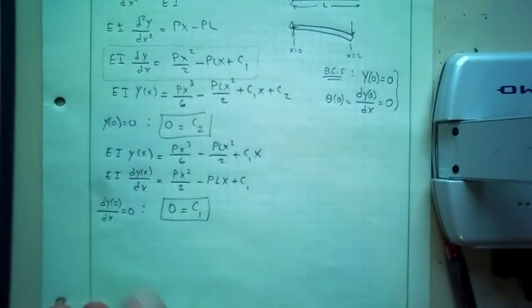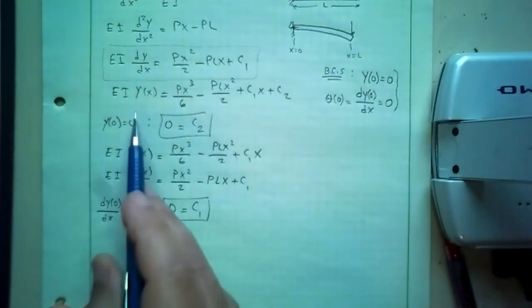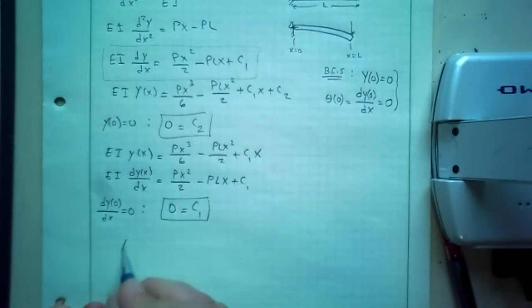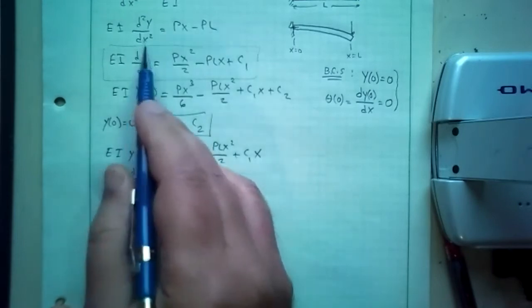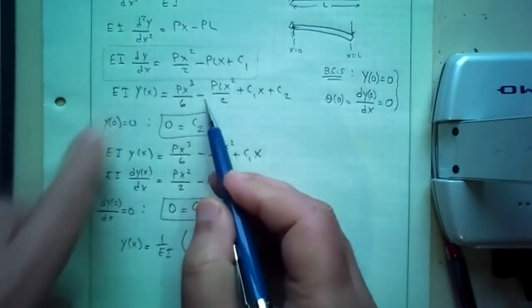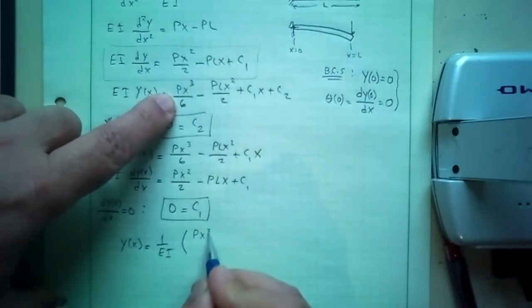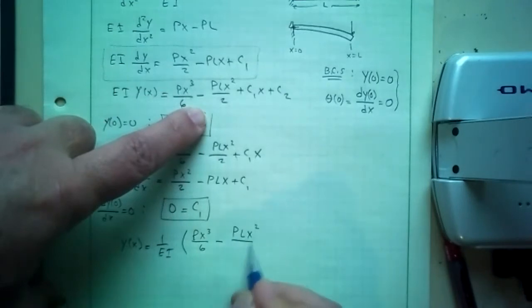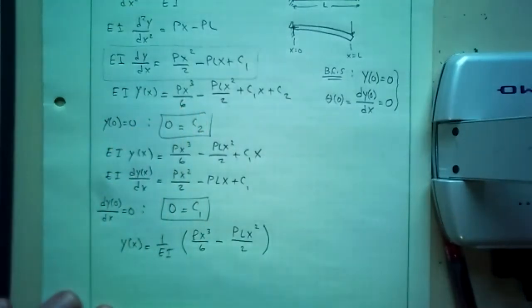So my equation for the elastic deflection curve is the following. Write it in terms of y of x. y of x is equal to 1 over EI times the quantity px cubed over 6 minus plx squared over 2. And I can factor out more stuff if I wanted to.